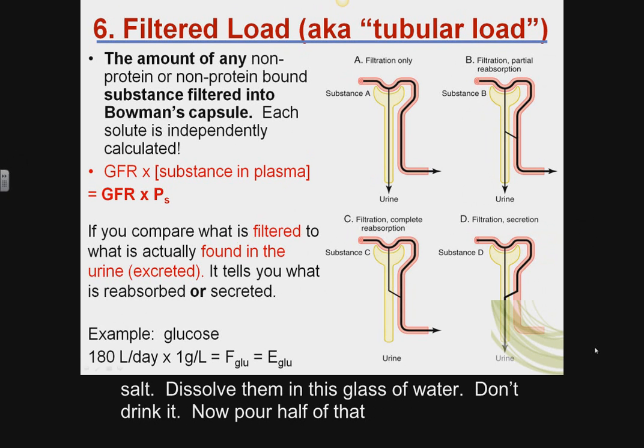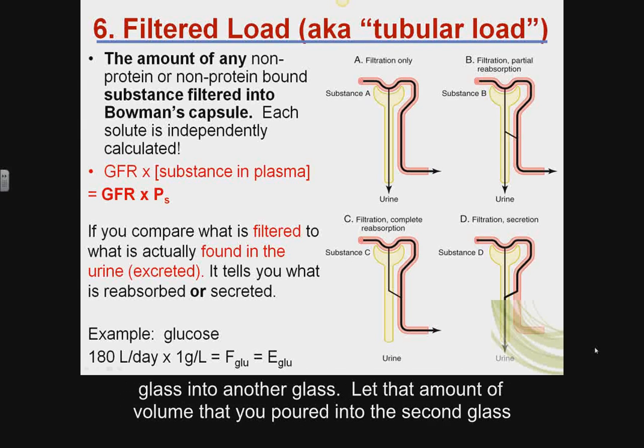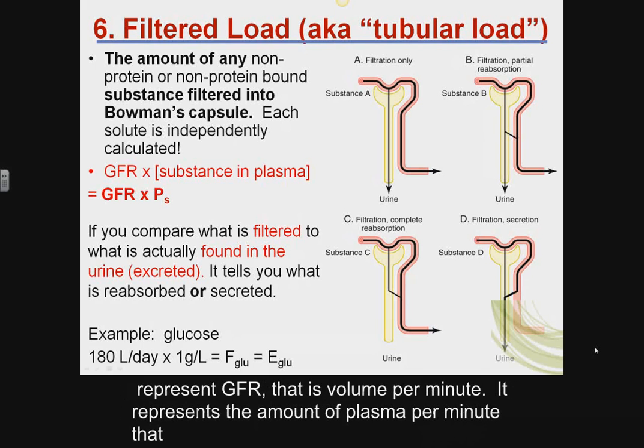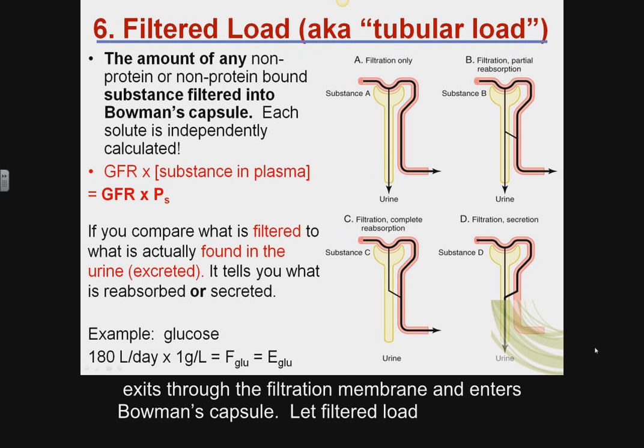Dissolve them in this glass of water. Don't drink it. Now pour half of that glass into another glass. Let that amount of volume that you poured into the second glass represent GFR. That is volume per minute. It represents the amount of plasma per minute that exits through the filtration membrane and enters Bowman's capsule.